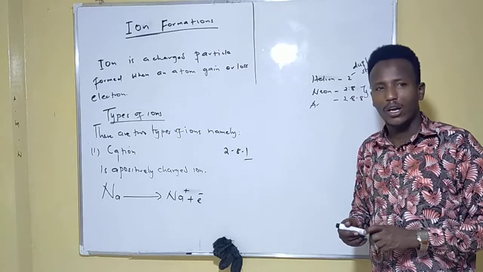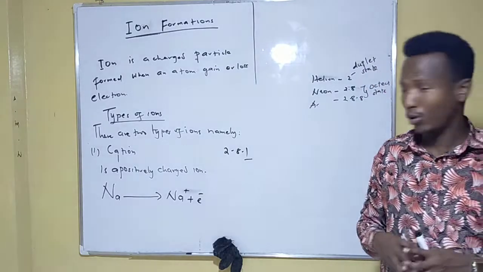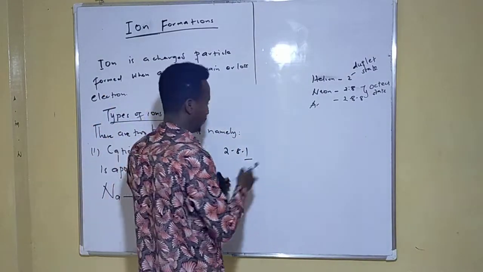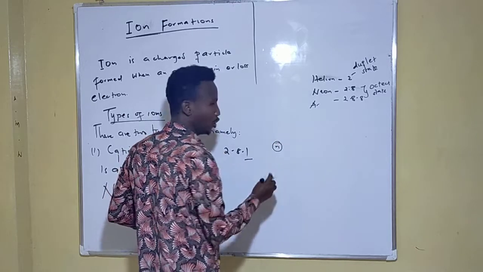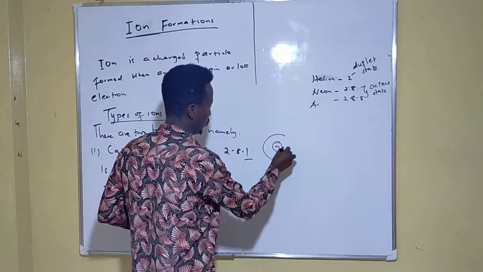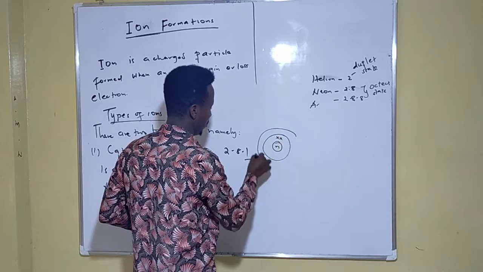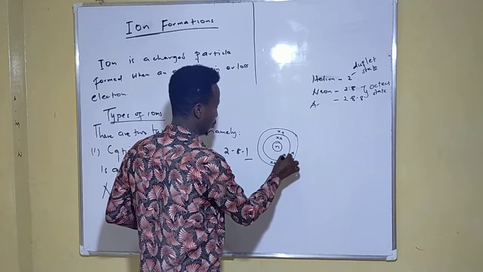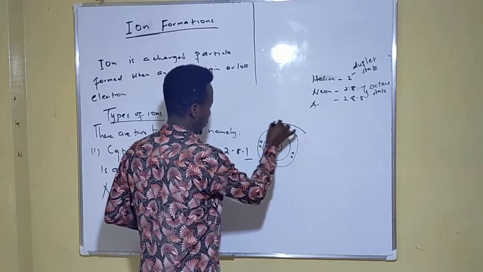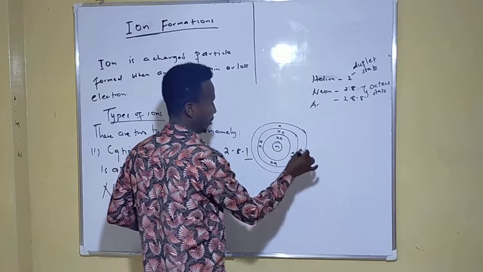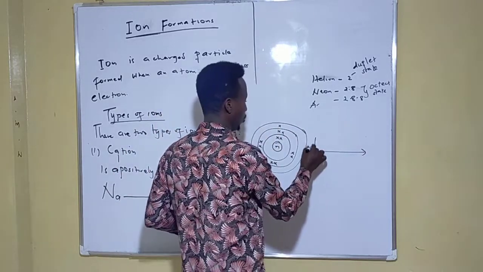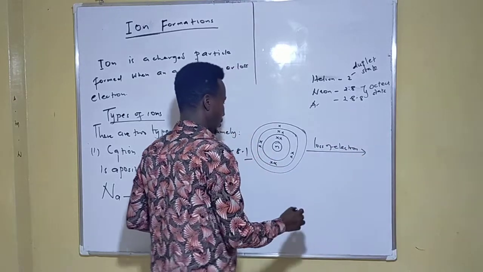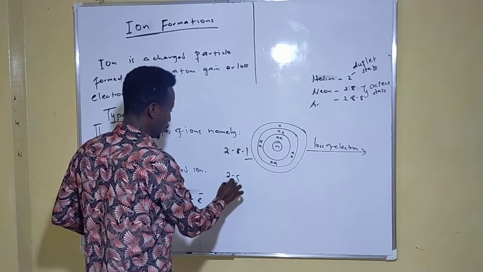We can also demonstrate this in diagrammatic form. Let me show you how sodium forms its ion in diagrammatic form. This is the nucleus, which contains protons and neutrons. 2, 8. This is the sodium atom. Don't forget, then you'll have 1. What will happen to the sodium atom? Loss of an electron. It will form a sodium ion.